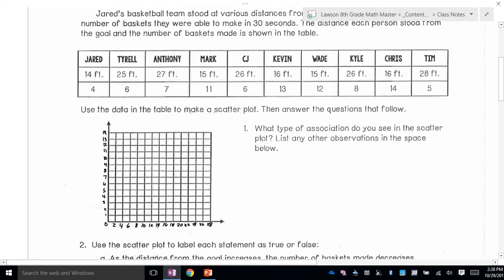Again, last lesson we talked about scatter plots. That's where, kind of like when you go out and you scatter seeds and things like that, the data is not in a straight line. It can be linear. It can have a linear trend or a linear association, but it's not going to be a nice, perfect straight line. The data and the points are going to be kind of scattered throughout the graph. So then we're going to answer the questions that follow.